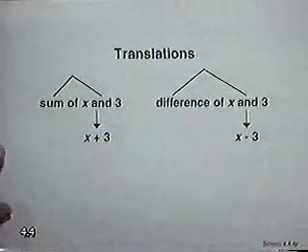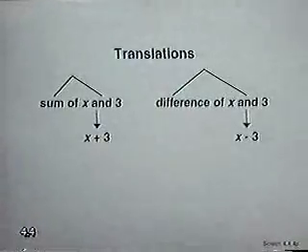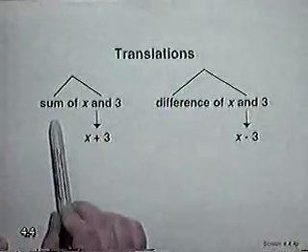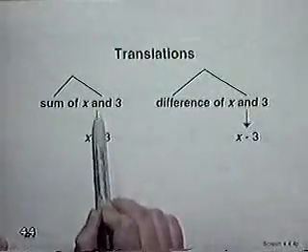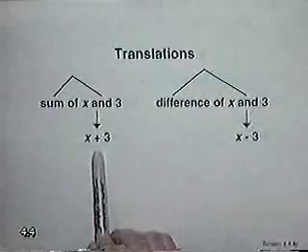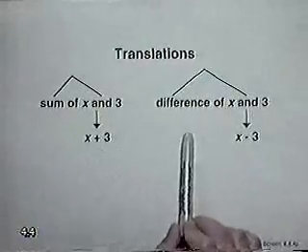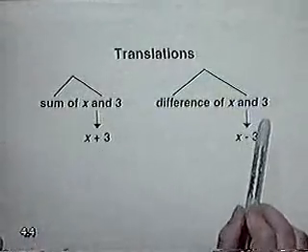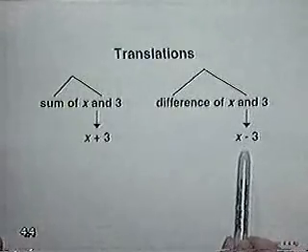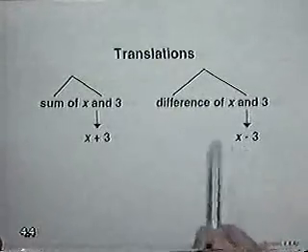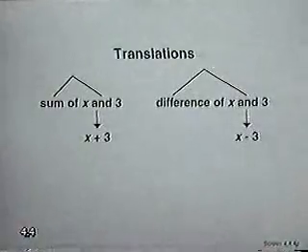So for example, translations for addition and subtraction: if you see the phrase, the sum of x and 3, sum is the key word for addition, and the word and is replaced by the mathematical symbol for addition. Difference of x and 3, the word and gets replaced by the mathematical symbol indicated by the word difference.